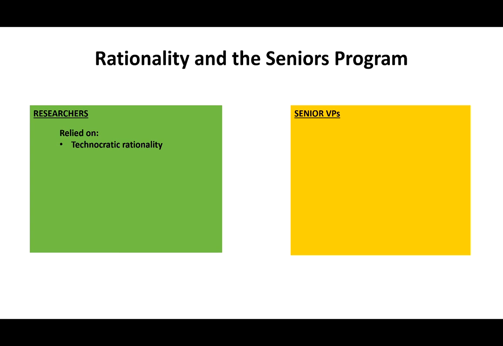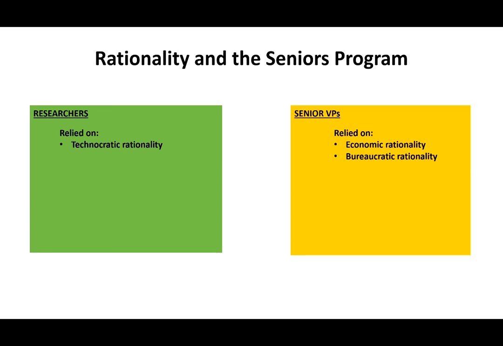The vice presidents, however, were using different forms of rationality to inform their decisions. They were relying on economic rationality and bureaucratic rationality. Economic rationality explores how people make utility maximizing decisions. For example, how do we maximize the capacity of our hospitals? They were focused on overcrowding, so economic rationality is a useful tool to help figure out how to maximize capacity and deal with the overcrowding.